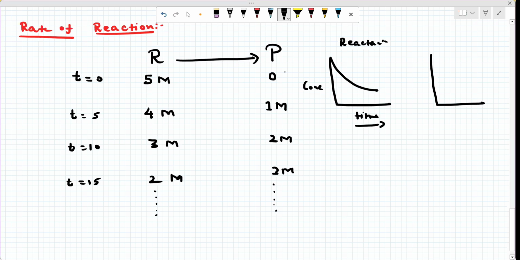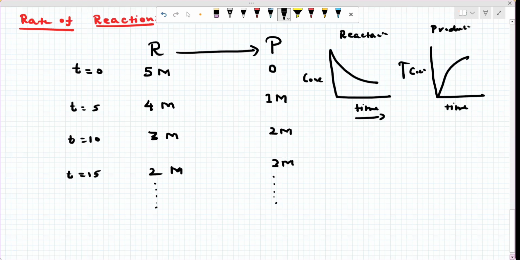What about the product, whose concentration increases? This is the product, this is time, this is the concentration. This is for the product. The first graph is the reactant graph. Okay, now see, listen. Now what is the rate?